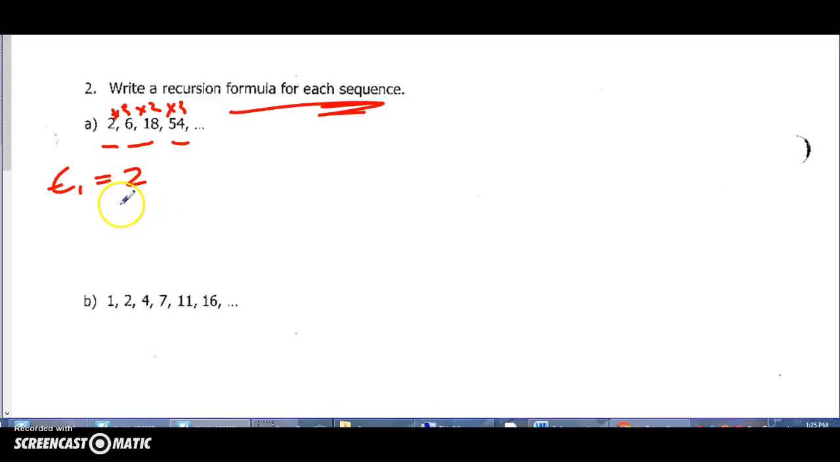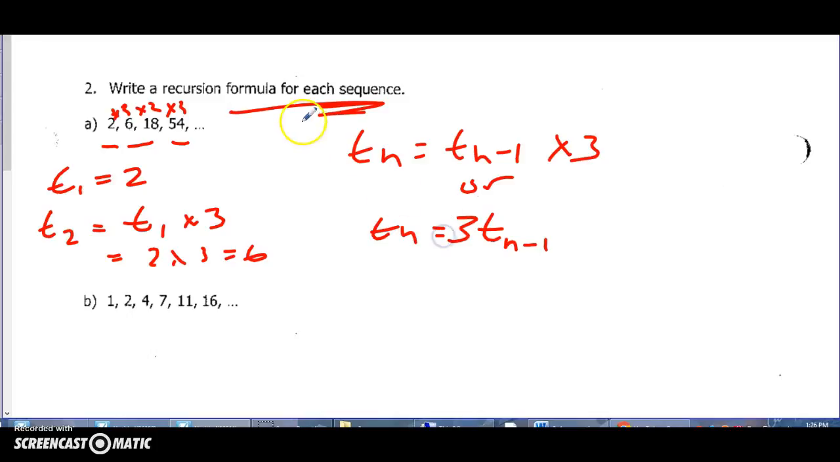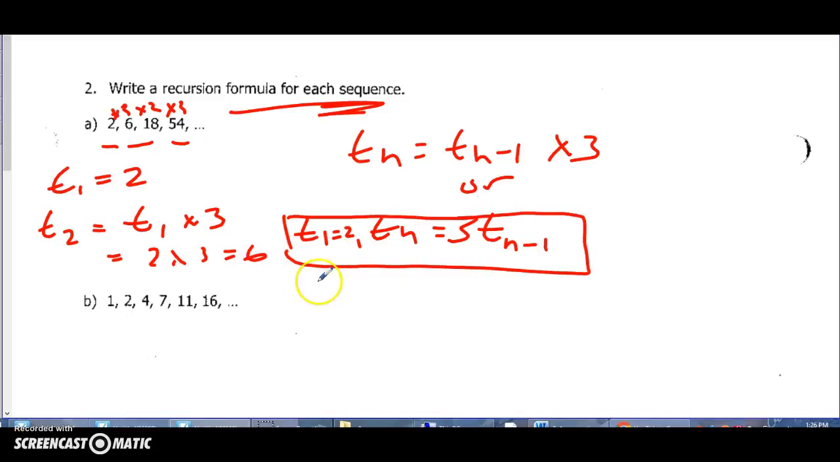So my first term, though, I need to know what the first value is. It's recursive. So T1 is equal to 2. T2 is going to be the term before it, T1, times 3. In this case, I had 2 times 3, and that's how I got 6. So in general, I take Tn, and I'm going to go with the term in front of it, and I'm going to multiply it by 3. Or you can write it like this, 3 times Tn minus 1. It's the same thing, just written like that. So my recursive formula would be T1 is equal to 2, and then after that Tn is equal to 3 times Tn minus 1.